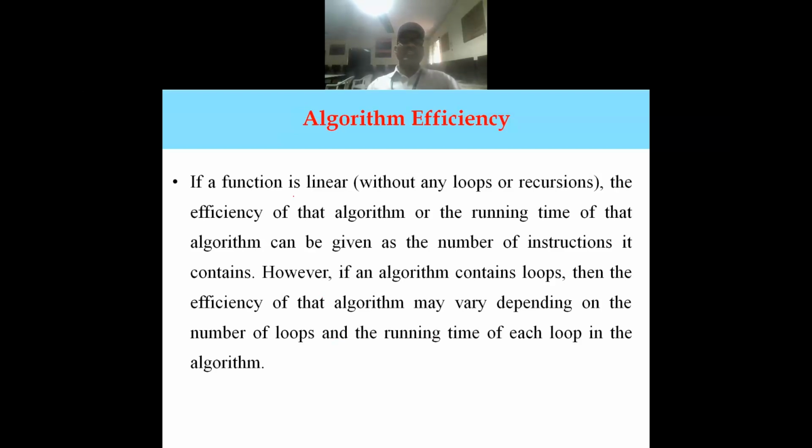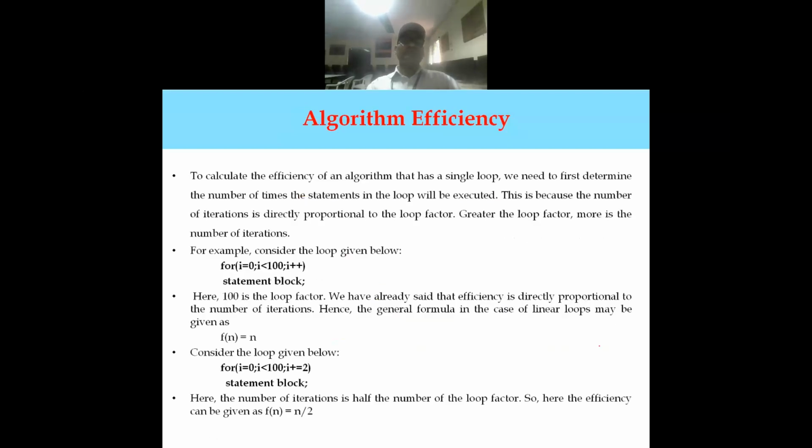If a function is linear without any loops or recursion, the efficiency or running time of that algorithm can be measured as the number of instructions it contains. If an algorithm contains loops, then the efficiency of that algorithm may vary depending upon the number of loops and the running time of each loop in that algorithm.